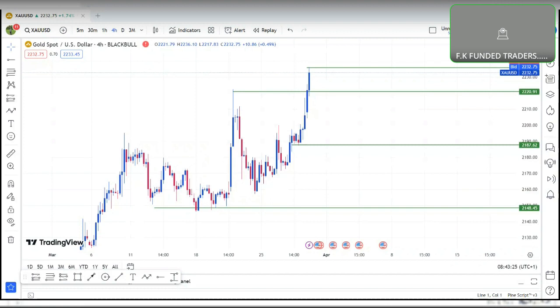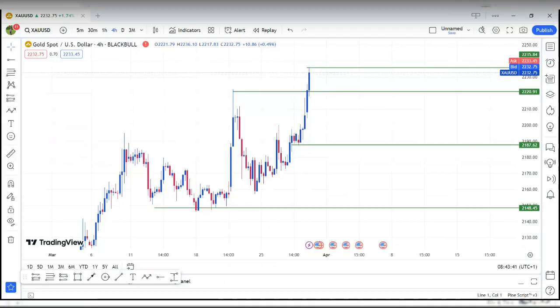Don't trap the move. Then when they come back to test the dealing range, because it has to come back to respect it, to retest it, that's when we go into the market. That's the rule we use in the impulsive strategy.